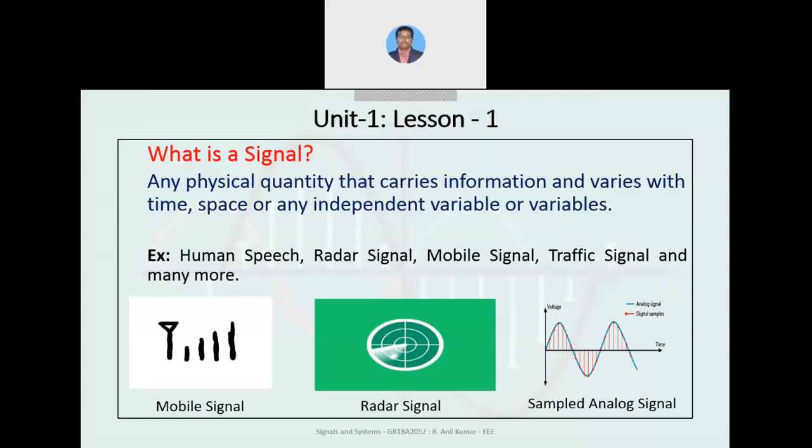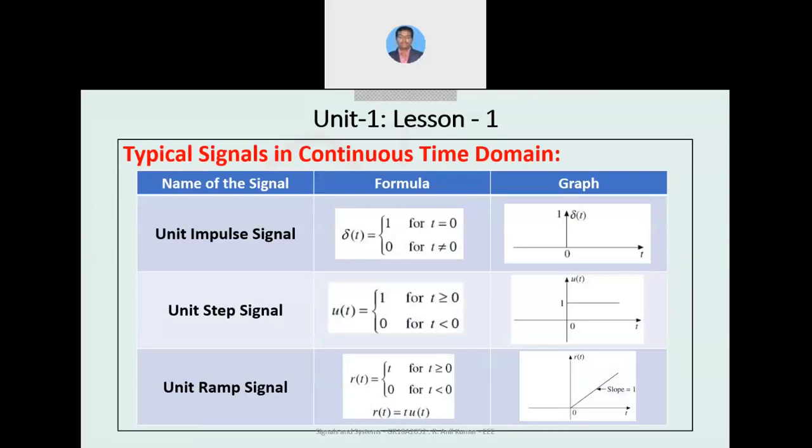So here we represent some signals: one is a mobile signal, the other is a radar signal, and another is a sampled analog signal. Here we are typically considering applications of the sampled analog signal type only. We can see the sine waveform being sampled at different instances. The blue waveform is our analog signal, and the red signals represent our sampled signals.